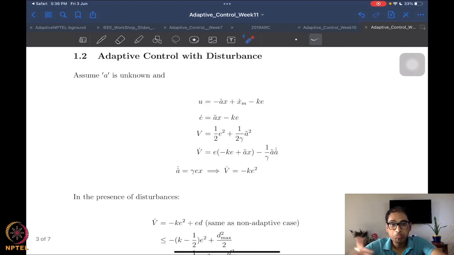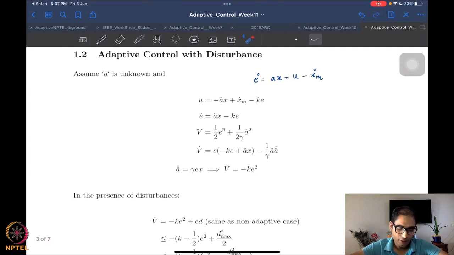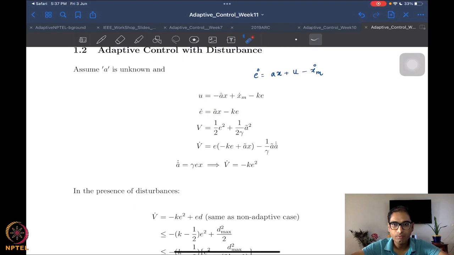Okay, great. So let's work this out and look at what happens. For the same system, I will write the E dot equations again. So the E dot was AX plus U minus XM dot. And now, because A is unknown, I will use A hat X here. Of course, XM dot is still known, and introduce the good control term. What happens? I have an additional term in the E dot.